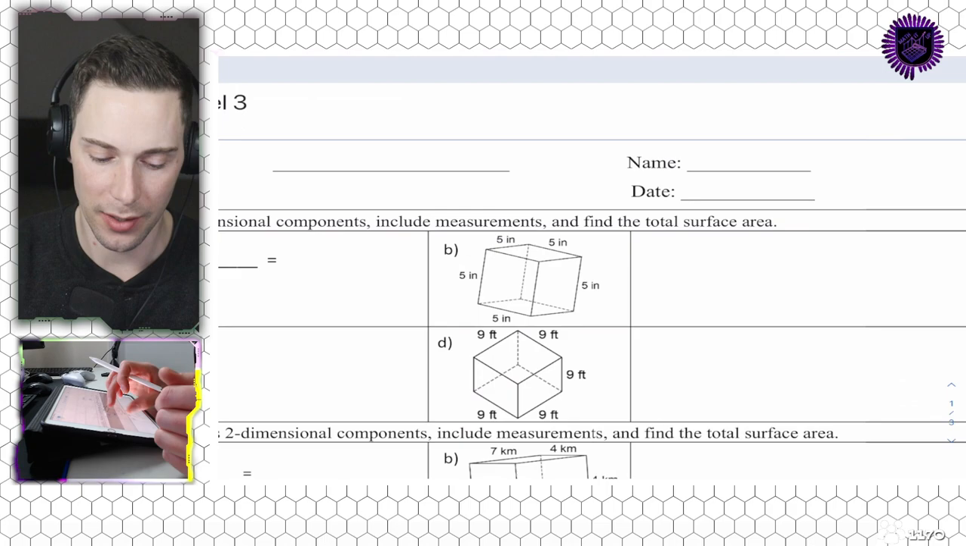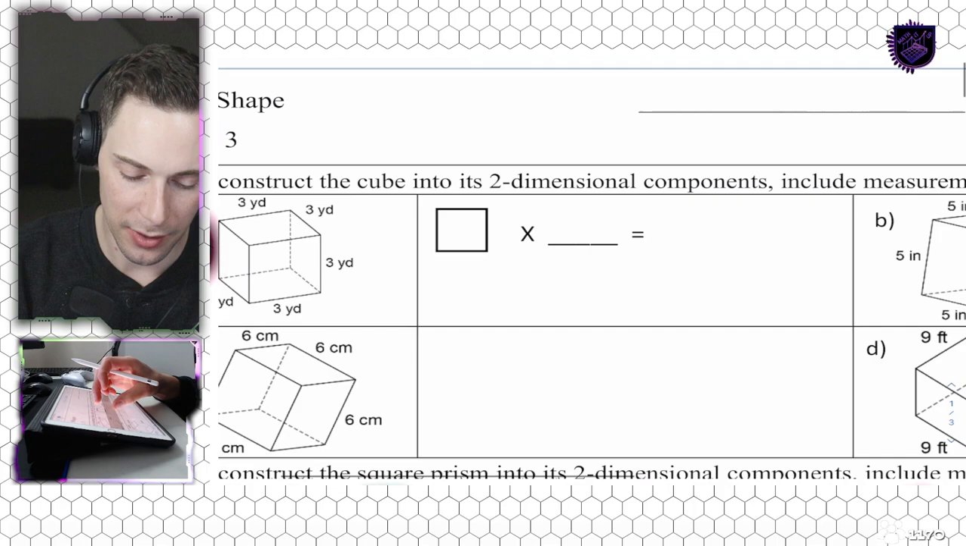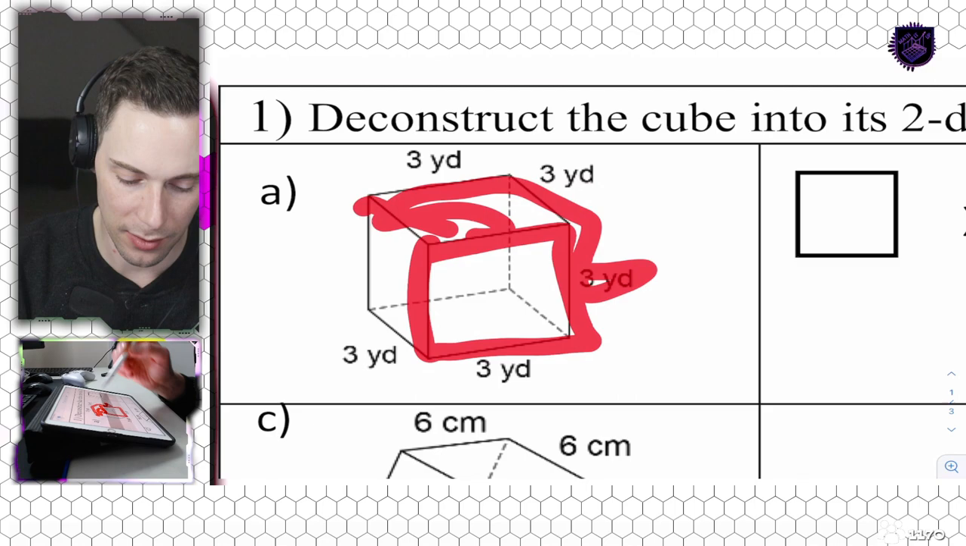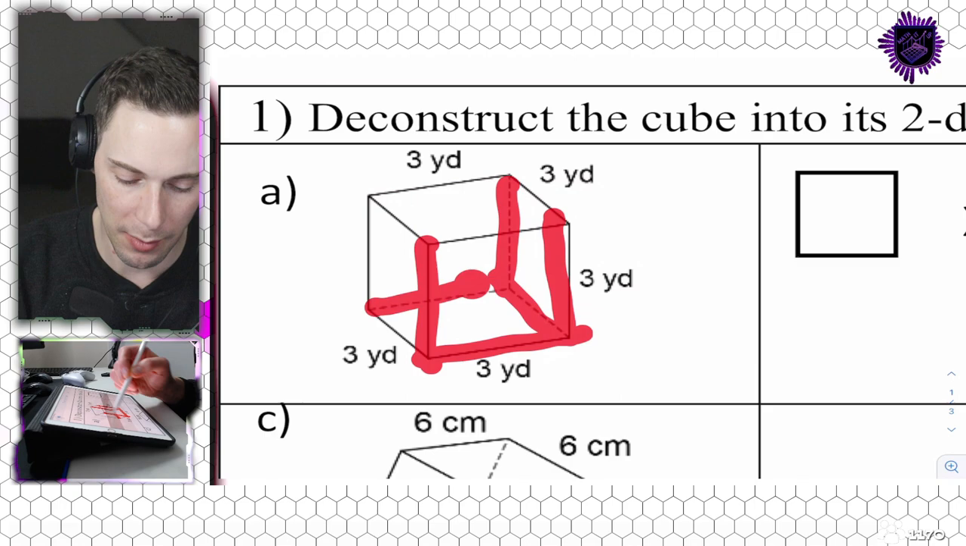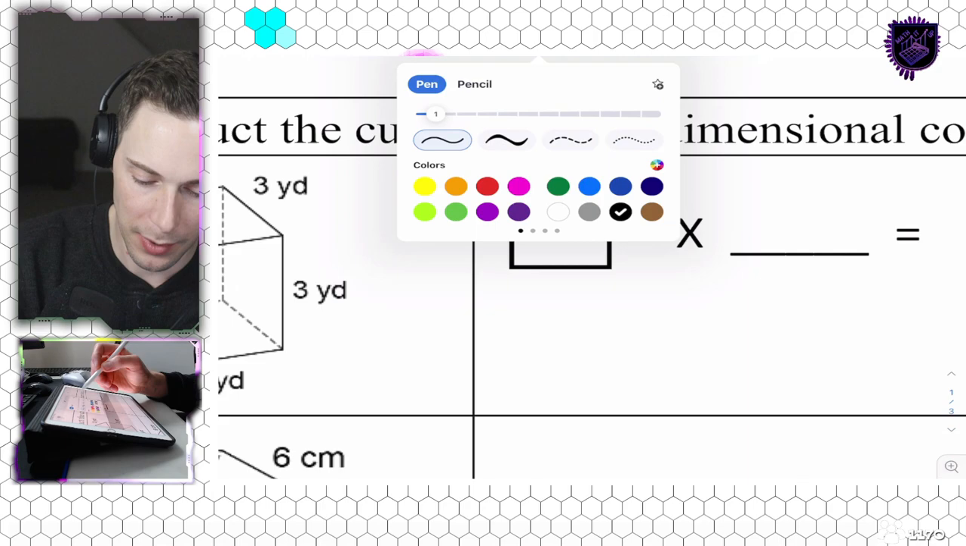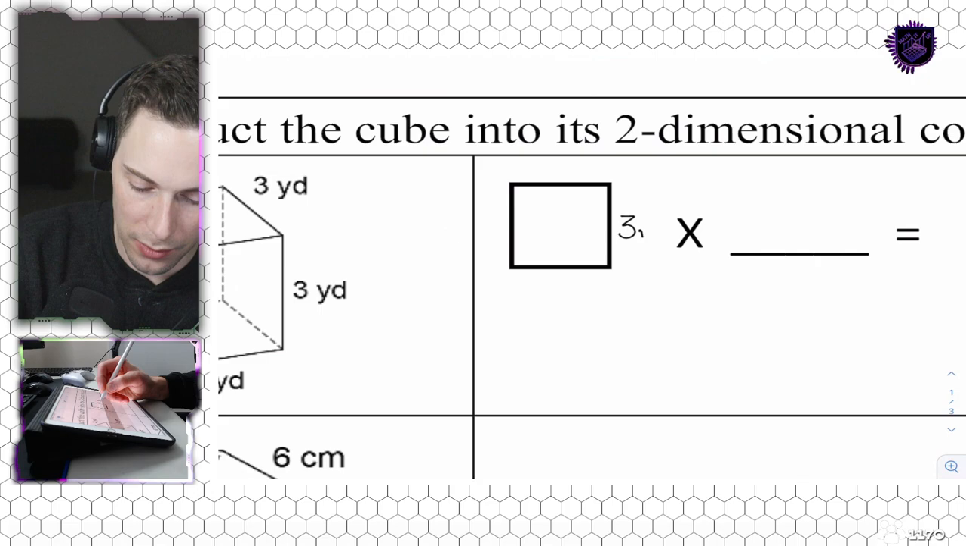Now, it gives us some parameters, an example right here. Our cube is a 3 by 3 cube. That means every face is going to be 3 by 3. Every measure is 3 because it's a cube. So we're going to put that onto our space here. This is 3 yards. This is 3 yards.